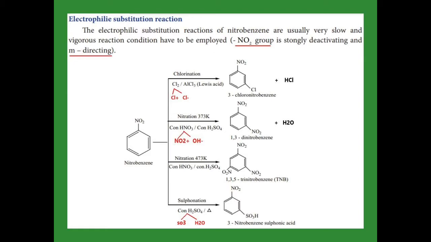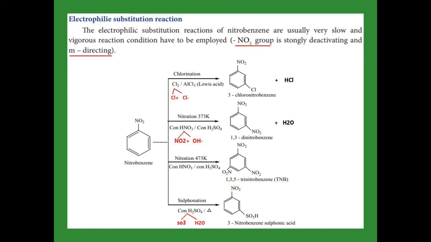In the same way, nitrobenzene is treated with concentrated nitric acid in the presence of concentrated sulfuric acid. The concentrated sulfuric acid polarizes the nitric acid into NO2 plus and OH minus. The NO2 plus is the electrophile, and it is directed to the meta position of nitrobenzene, so we get 1,3-dinitrobenzene. The next one, nitration at a temperature of 473 Kelvin.